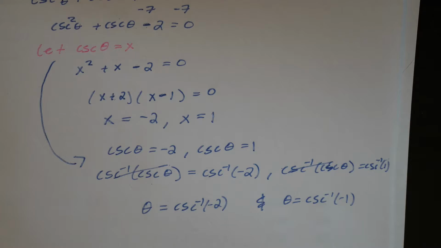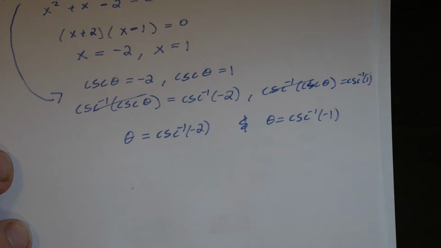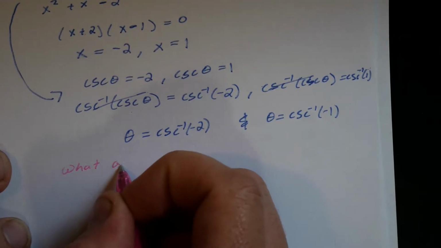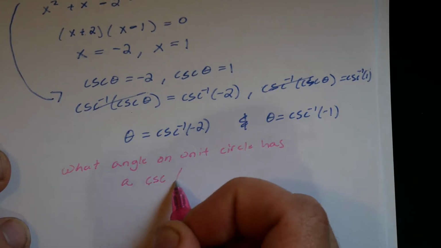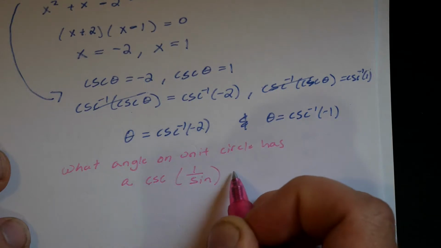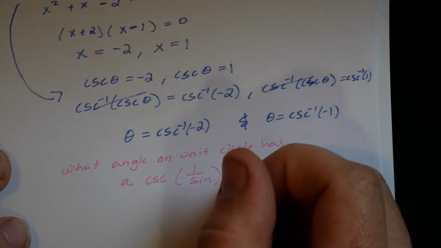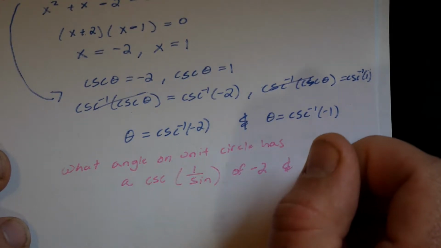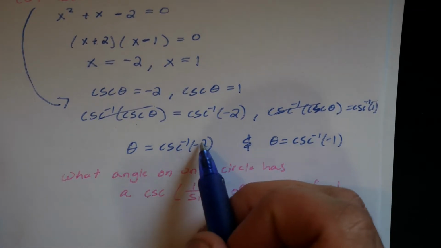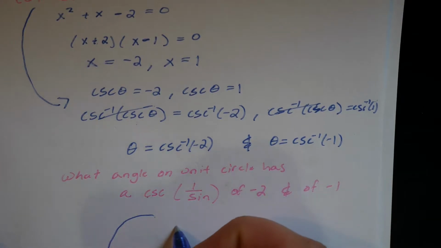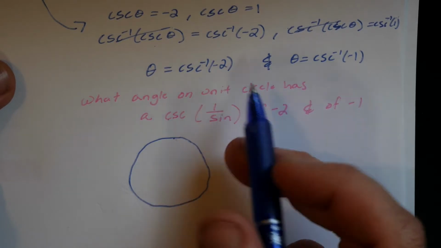You can't leave it like this; you have to actually figure out what the cosecant inverse of -2 is. So remember, this is saying: what angle on the unit circle has a cosecant, which is 1 over sine, of -2 and of -1? So if we look at the unit circle, what angle has 1 over sine equals -2?